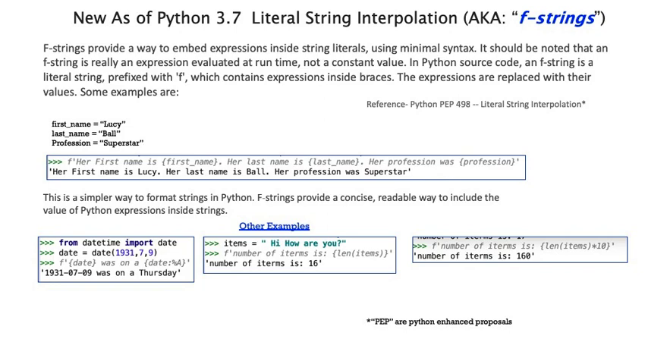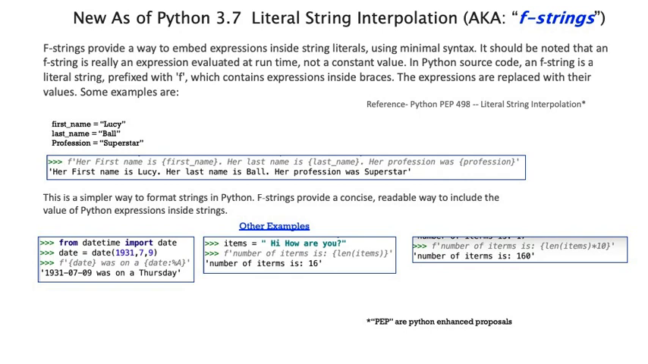Now we get to new, as of Python version 3.7, literal string interpolation, also known as f-strings. F-strings provide a way to embed expressions inside string literals using minimal syntax. It should be noted that an f-string is really an expression evaluated at runtime, not a constant value. In Python source code, an f-string is a literal string prefixed with the letter f, which contains expressions inside braces.